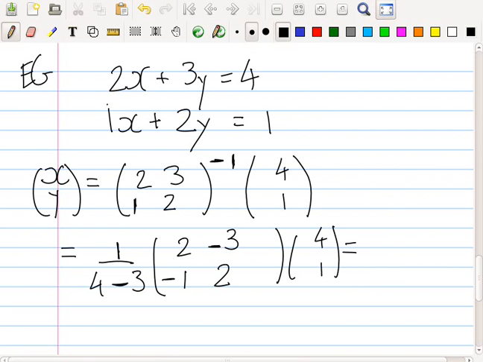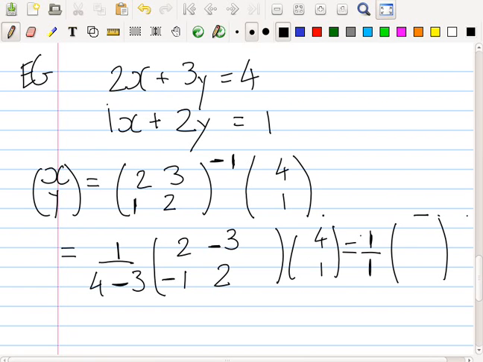Now, 4 minus 3, 1. So I got 1 over 1. Okay. Let's multiply. 2 multiply 4? 6. Try again. Multiply. Not add, yes. Yeah, that's okay. 2 multiply 4 is 8. And then minus 3 multiply 1? Minus 3. 8 minus 3?